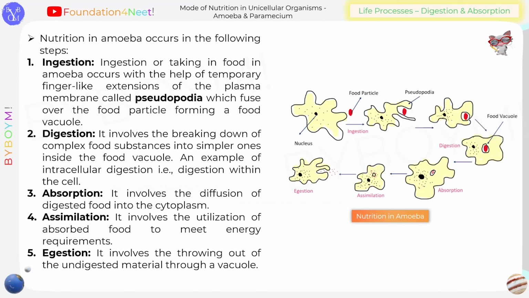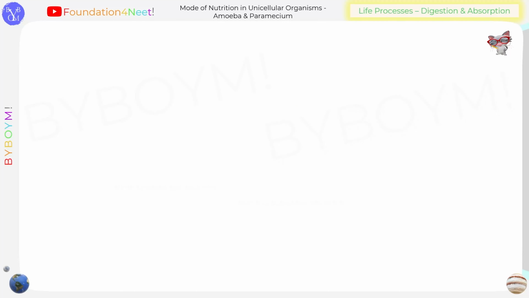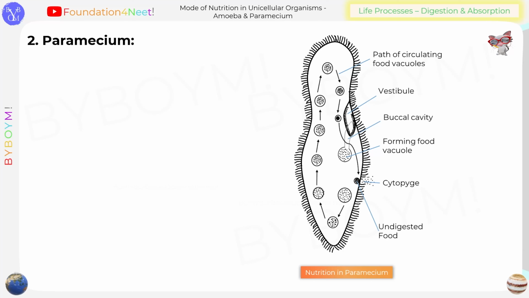Now let's take a summary of the process of nutrition in amoeba, let's take a look at the 5 steps. The first step was ingestion, or simply the taking in of food particle through pseudopodia. The second was digestion, that is, once a food vacuole forms, all the material that was ingested needs to be digested, broken down into simpler components. The third step is absorption, which in the case of amoeba is simply the diffusion of digested food into the cytoplasm. Assimilation is the utilization of absorbed food to meet energy requirements, while egestion was throwing out of the undigested material through a vacuole. Now this brings us to our next organism, that is paramecium.